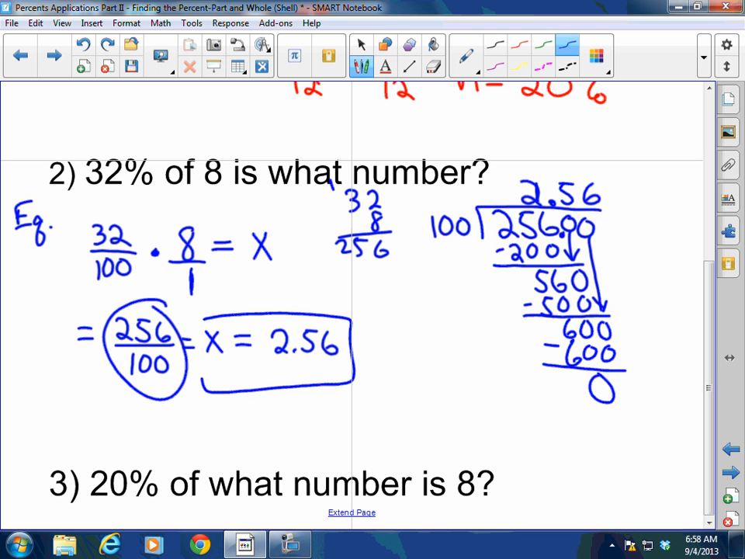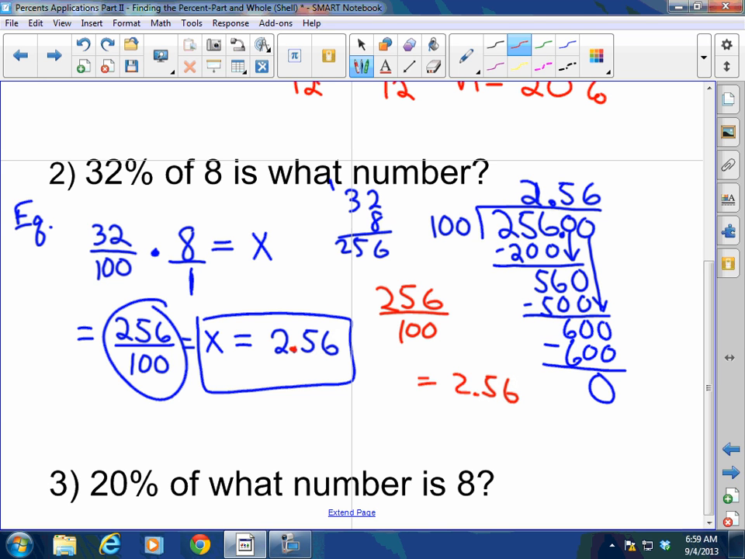2.56. Now, anyone out there notice a little pattern there? I divided by 100 this time. And look at where the decimal ended up. Over here. Okay? It was 256. I divided by 100. And then it seems like I moved the decimal 2 places to the left. And that's exactly what I did. When I multiply by 100, I move the decimal to the right for as many zeros as there are. When I divide by 100, I move the decimal to the left for as many zeros as there are.